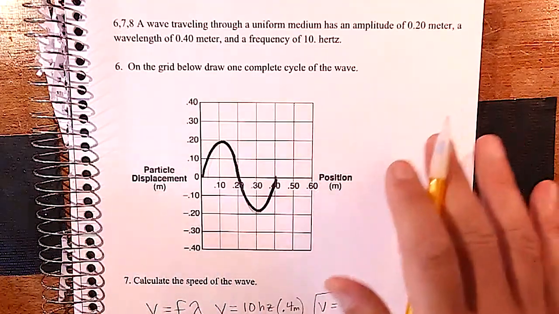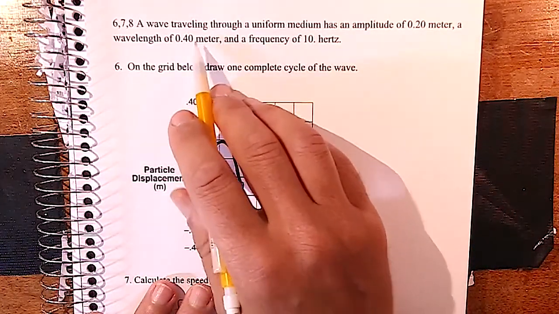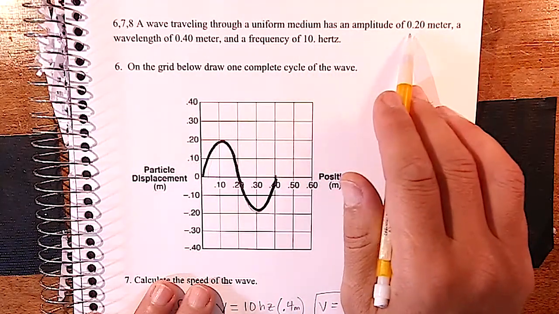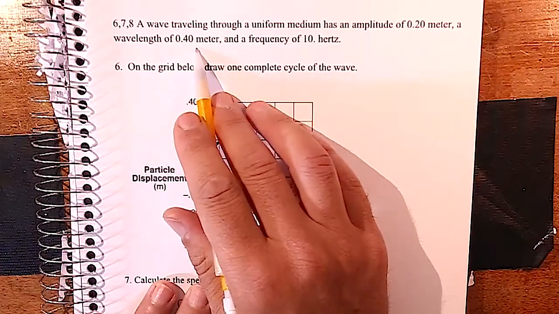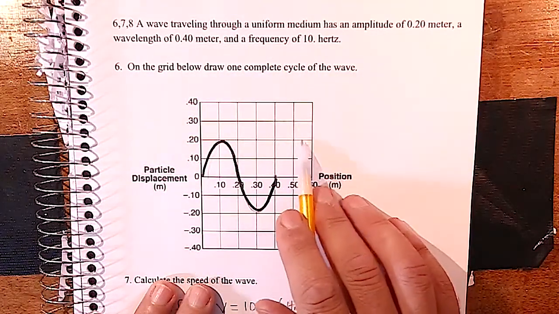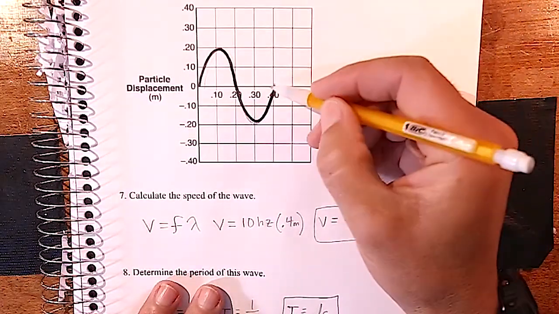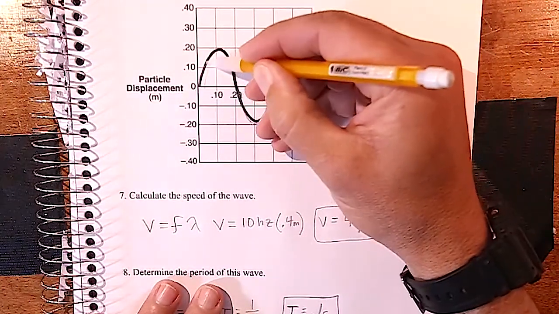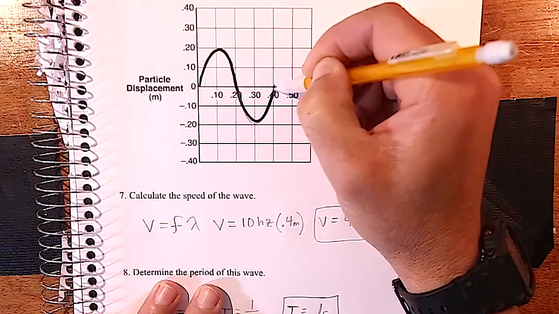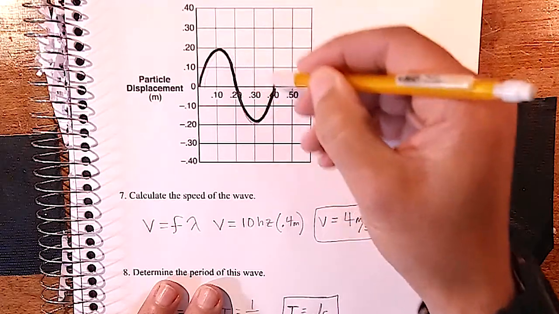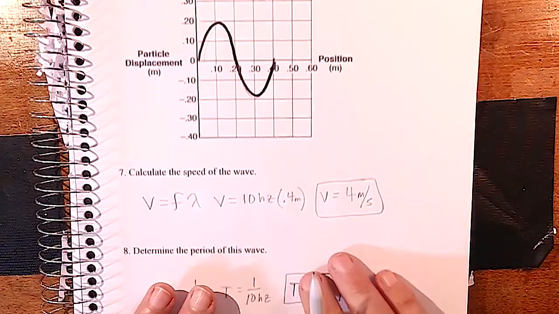Okay, there's a lot going on in this question. We've got a wave in a uniform medium. They give us the amplitude is 0.2 meters. The wavelength is 0.4 meters and the frequency is 10 hertz. They want us to draw this wave. So the wavelength is 0.4 meters. So we need to draw one full wave in 0.4 meters, but the amplitude is 0.2. So that's going to be 0.2 up and 0.2 down.